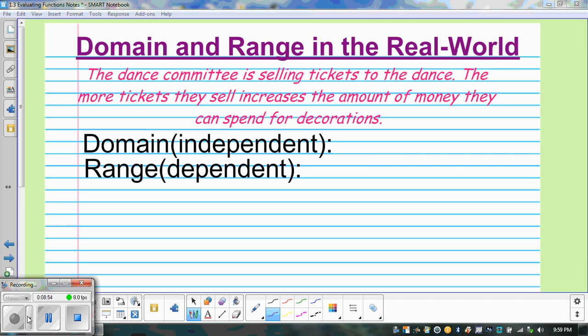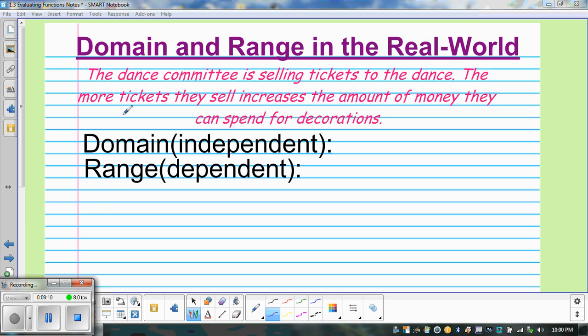Now we're going to come back and revisit domain and range. We're going to look at situations in the real world setting. Just like I told you the other day, we are going to be looking at domain and range throughout the entire year. It's going to show up lesson after lesson. Let's take a moment and look.